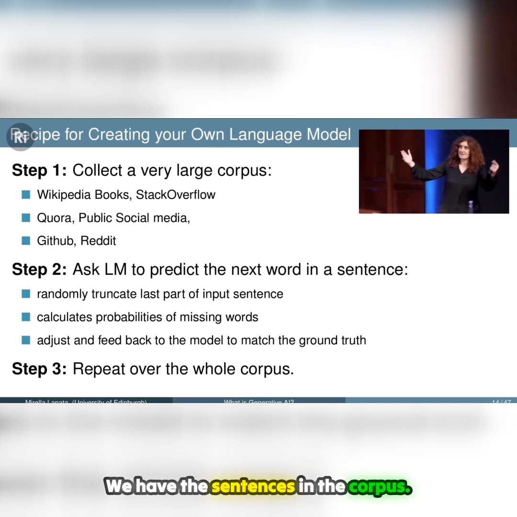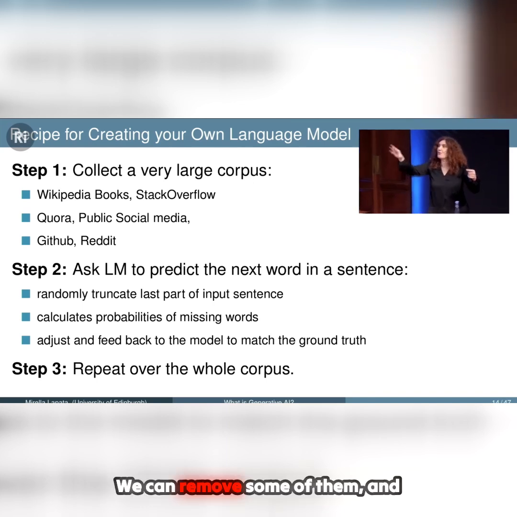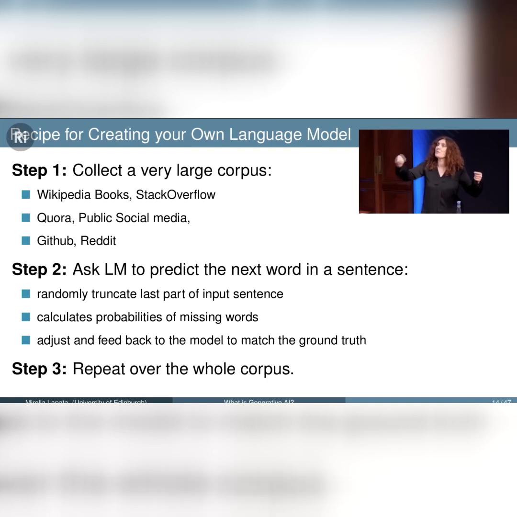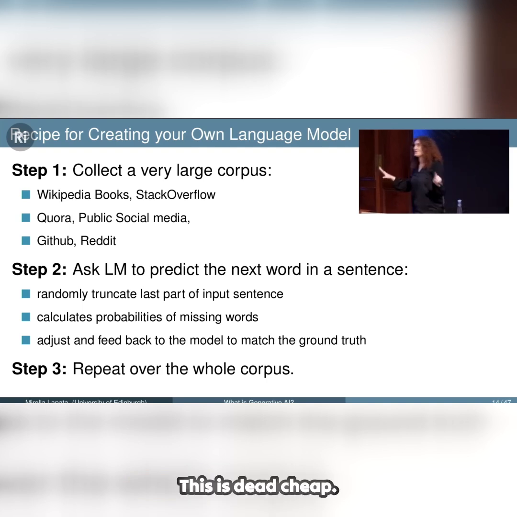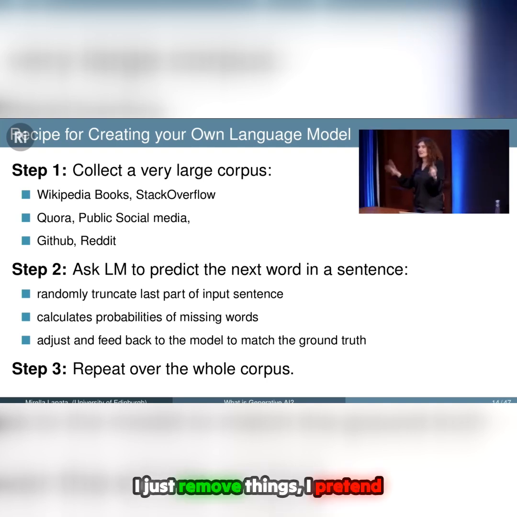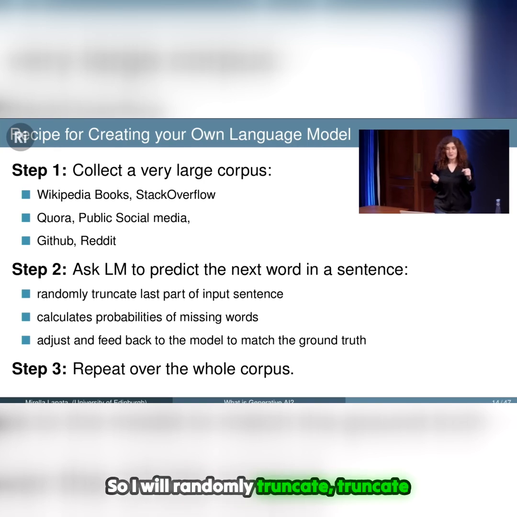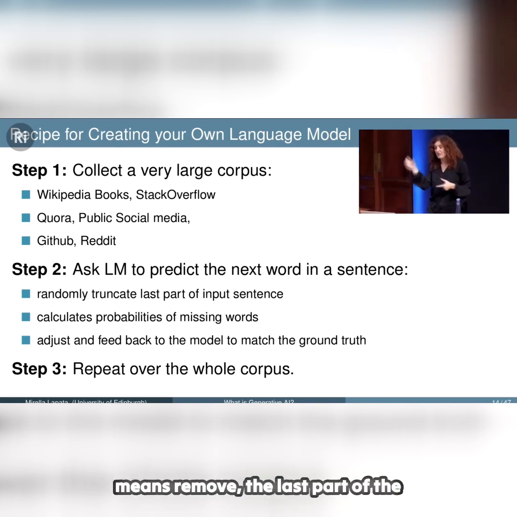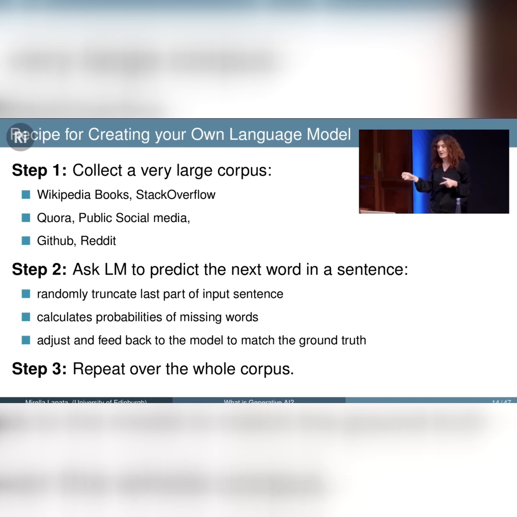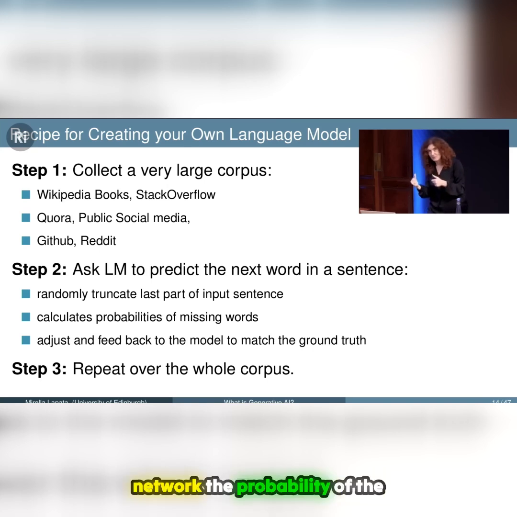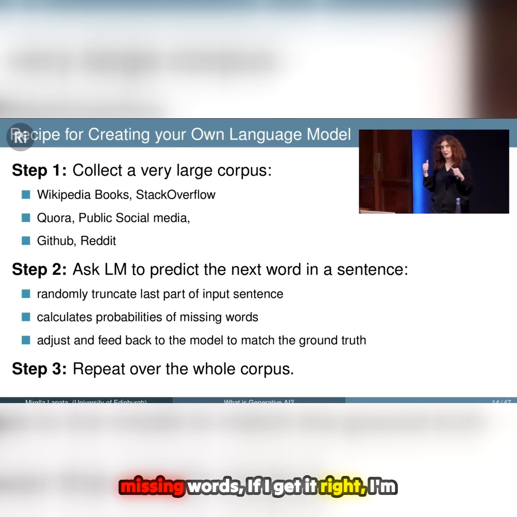We have the sentences in the corpus. We can remove some of them. And we can have the language model predict the sentences we have removed. This is dead cheap. I just remove things, I pretend they're not there, and I get the language model to predict them. So I will randomly truncate, which means remove, the last part of the input sentence. I will calculate with this neural network the probability of the missing words.